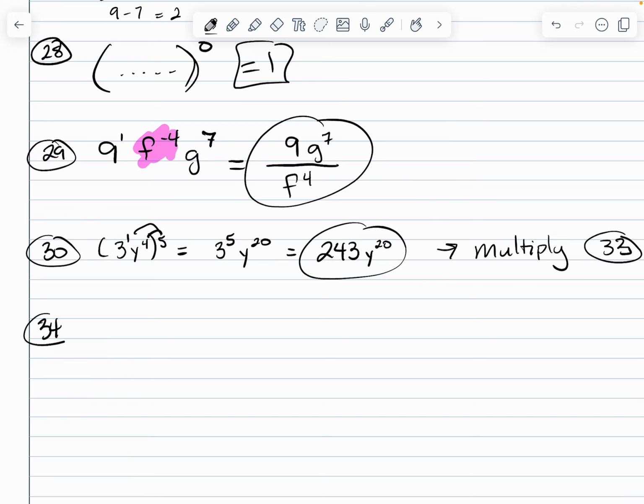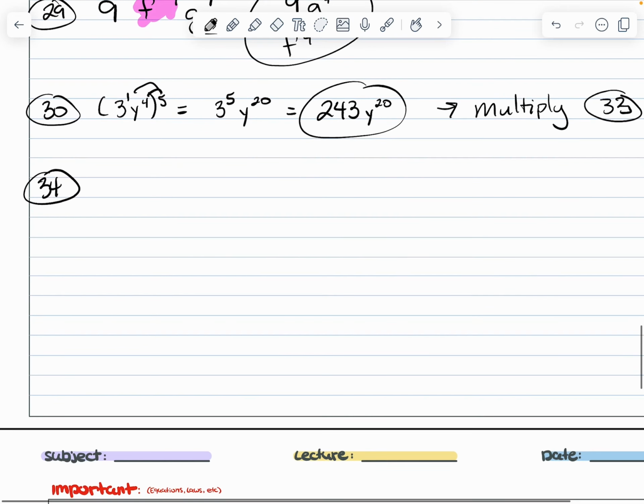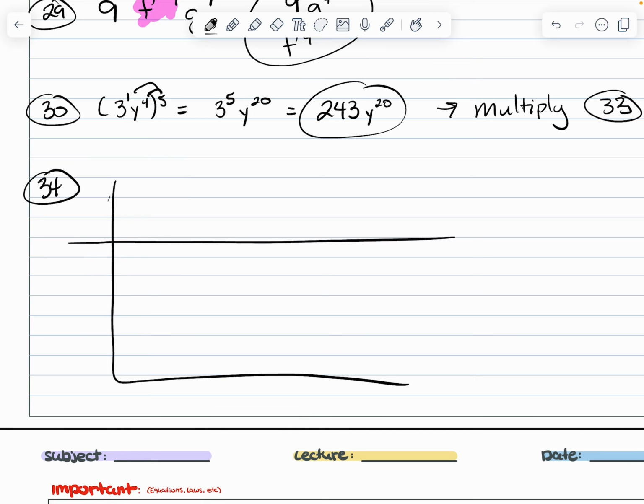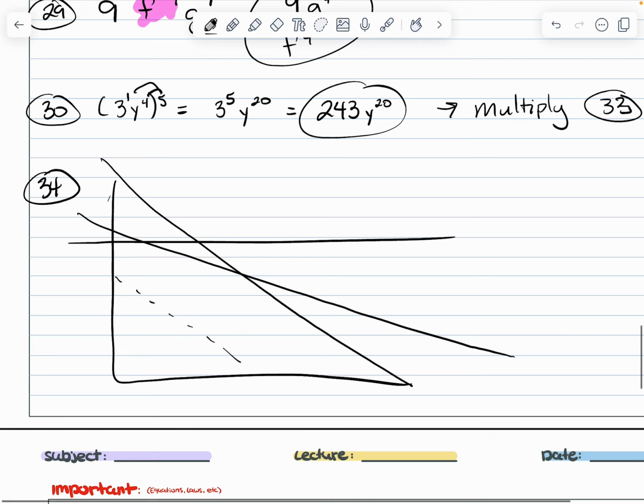34. All right, 34 gives you all these lines. Okay, so you got a graph that looks like this. One line's like this, a blue line, a green line. And then we have this profit line right here. Okay, the red profit line. So it says, consider the profit line. Which point will give the highest profit and why?